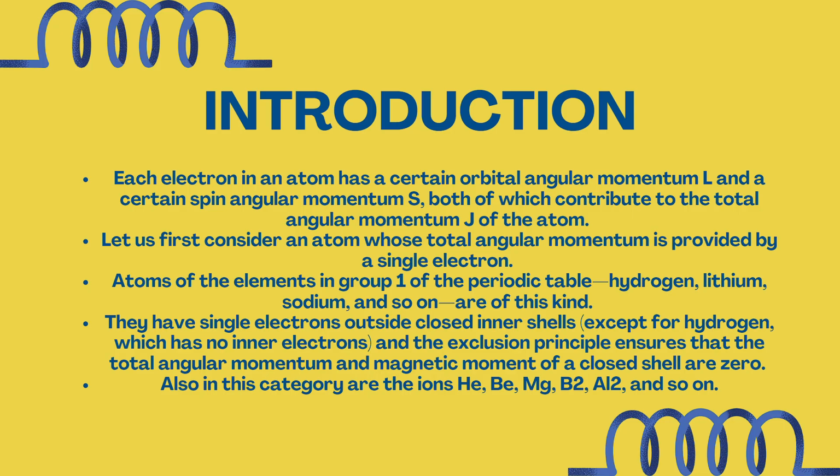Atoms of the elements in group 1 of the periodic table, like hydrogen, lithium, sodium and so on, are of this kind. They have single electrons outside closed inner shells, and the exclusion principle ensures that the total angular momentum and magnetic moment of a closed shell are zero. Also in this category are the ions He+, Be+, Mg+, B2+ and Al2+.